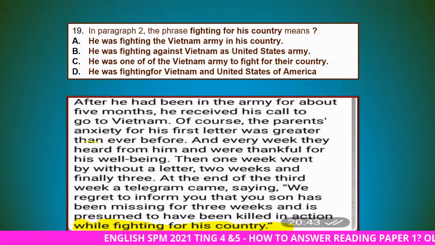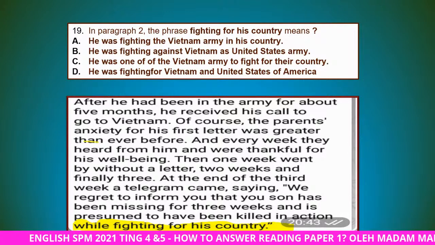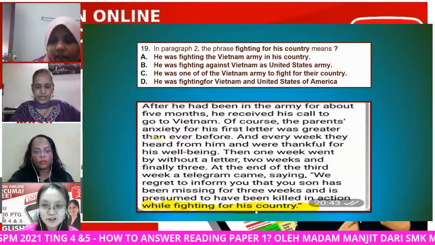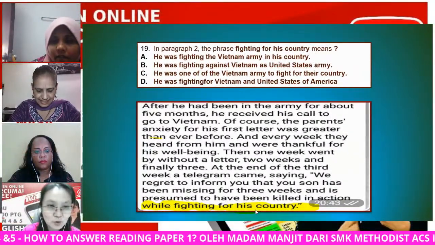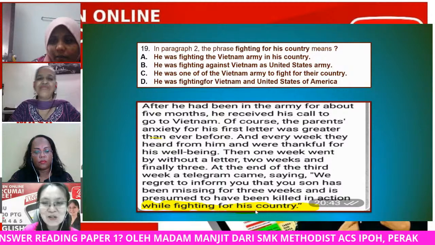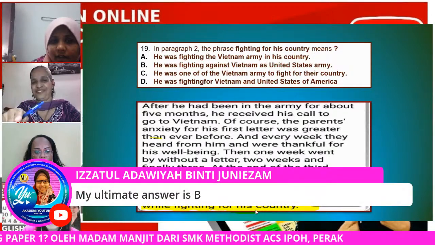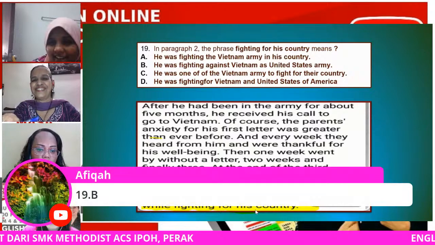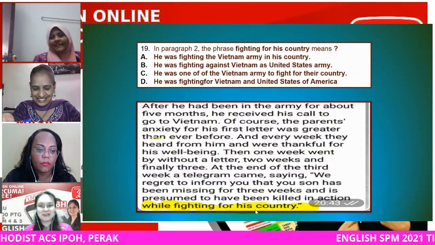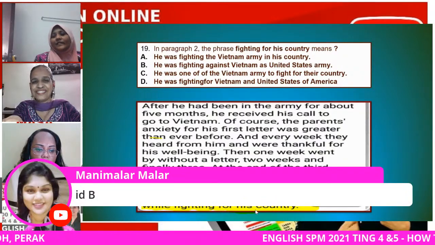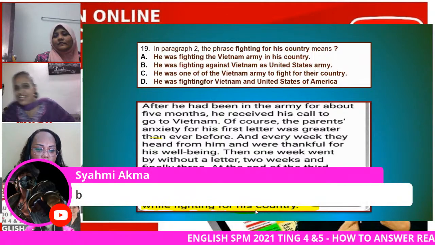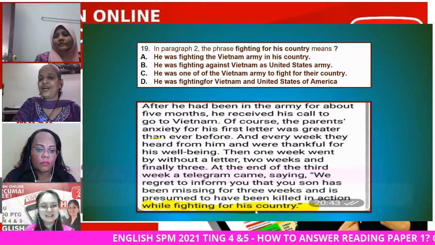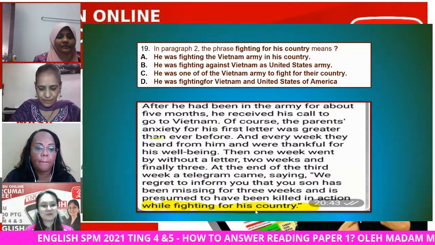Madam Manjit, the students are answering in the chat box. Okay, that will be good. Let them answer in the chat box. Now they are changing it to B. Just now they said C, now B. Mani Malar also B. Shami, yes. Akma also B. Good, good. Alpha still C, because just now I did not show the box. Okay, so now they changed after. That is why you need to refer to the context. Okay, students, very good, well done.